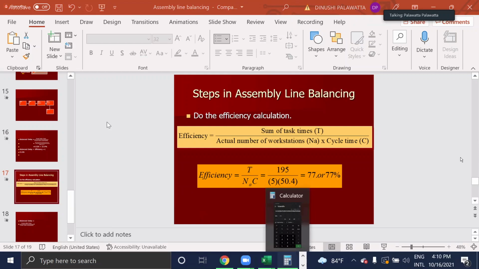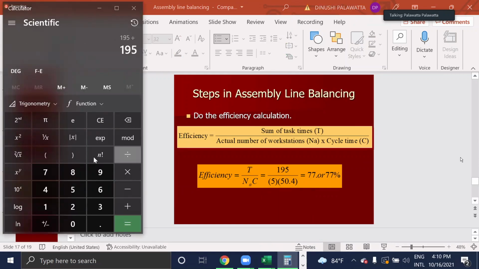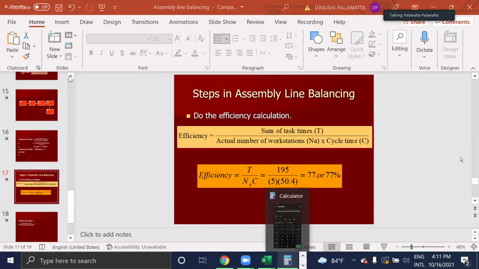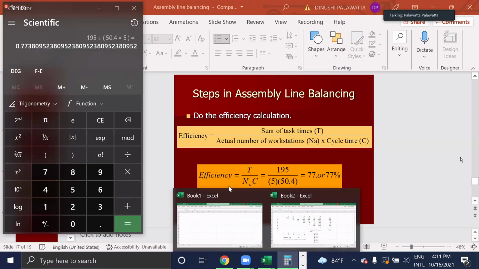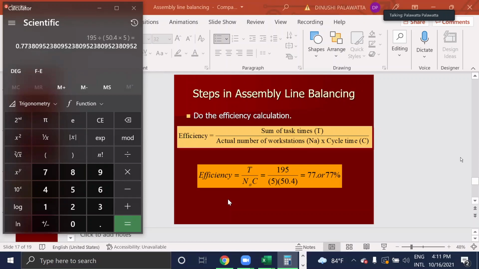Exact value of the efficiency: 195 divided by 50.4 multiplied by 5. You get 0.7738.